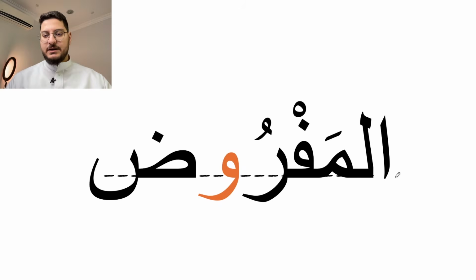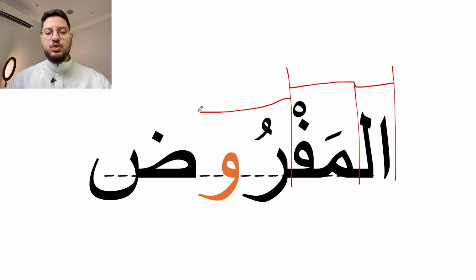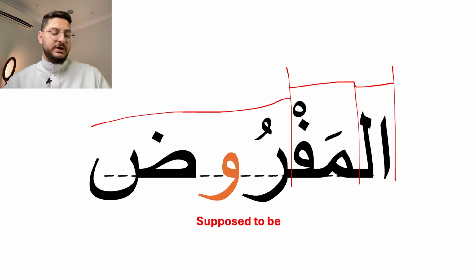Next one. Well, I see the il in here, and then I see a fatha, and I see a dhamma. So we have three syllables. Let's read them. The first syllable is il, and then maf, and then rood. Il mafrood, which means supposed to be. What's supposed to be? Il mafrood.